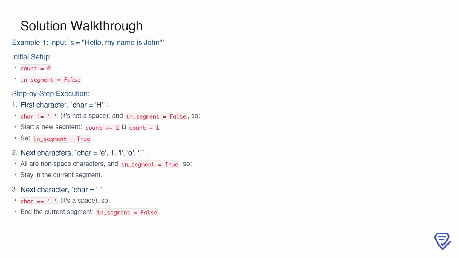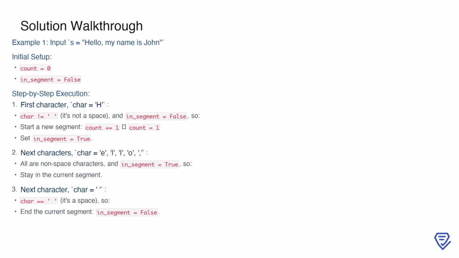To solve the problem of counting segments in a string, let's start with example 1, where the input is s equals "hello, my name is John". Initially, we set up two variables, count, which tracks the number of segments, and in_segment, which indicates whether we are currently inside a segment of non-space characters. Both are initialized to 0 and false, respectively.